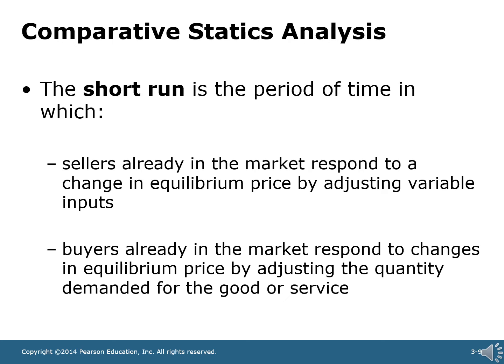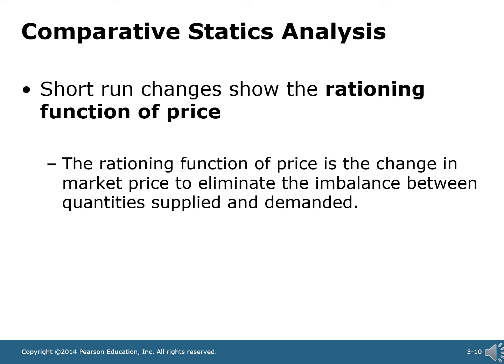adjust to market changes. So this comparative static analysis we just did highlights the rationing function of price in the short run. The rationing function of price is the change in the market price that occurs to eliminate the imbalance between the quantity supplied and demanded. So basically, if there's a shortage, the price increases, decreasing the quantity demanded and increasing the quantity supplied until we reach equilibrium. Likewise, if there's a surplus, that pushes down on the price, and as the price decreases, that's going to decrease the amount being supplied to the market by firms. It's going to increase consumer demand. It's going to eliminate those surpluses.